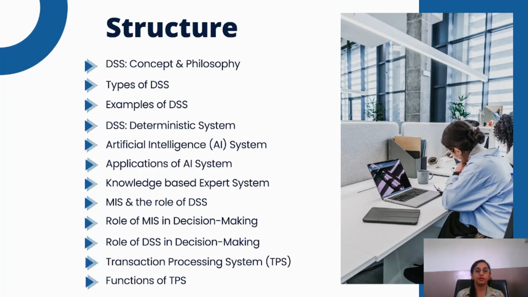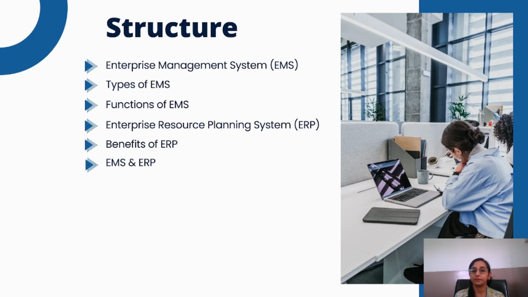We are going to cover DSS topic, concept and philosophy, types of DSS, example of DSS, after that deterministic system, followed by AI system, application of AI system, KVES, next we have MIS and the role of DSS, role of MIS and DSS in decision making. After that, TPC, functions of TPC, enterprise management system, types of EMS, followed by function of EMS, enterprise resource planning system, benefits of ERP, and then EMS and ERP.